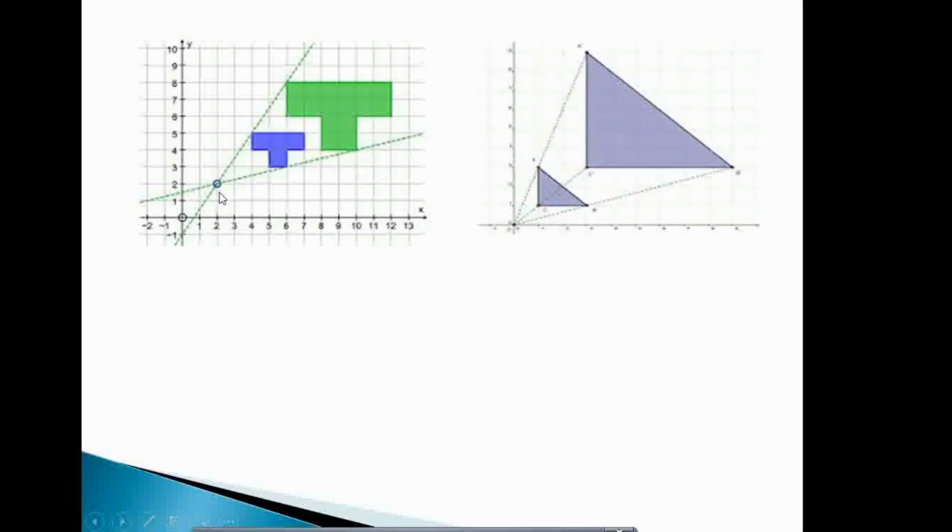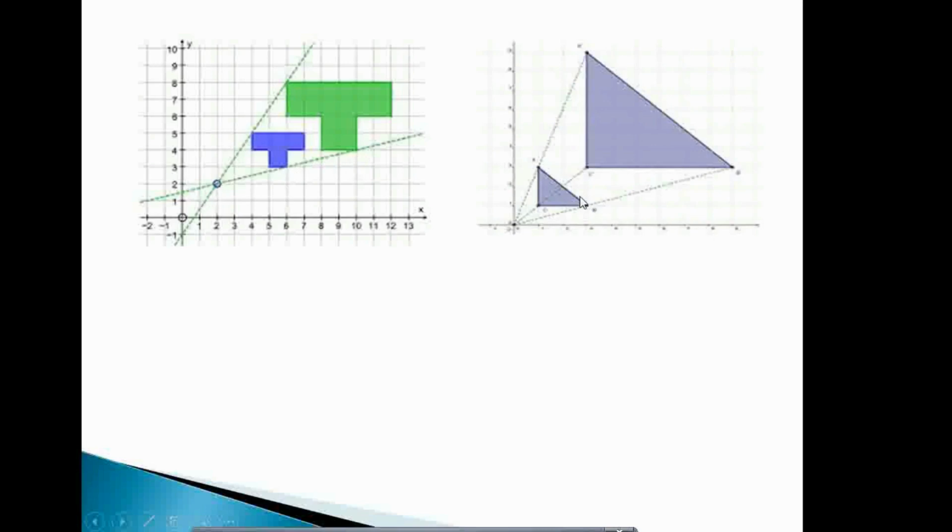So you can see that that's an example. We have this figure here that has been enlarged to this one. If we wanted to locate the center of enlargement for this and this, we have to take a point like this point and this point, then we draw a straight line. We also take another point, this point and this point, and we also draw a straight line. Where these two lines meet will give us the center of enlargement.